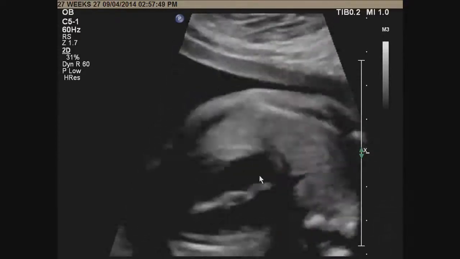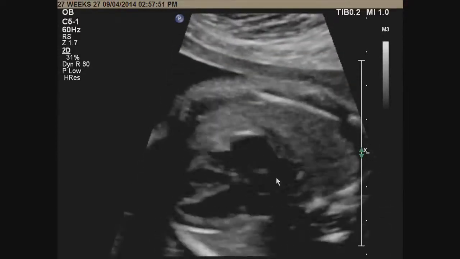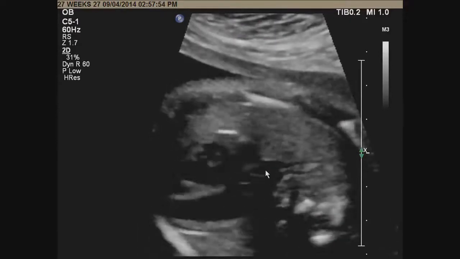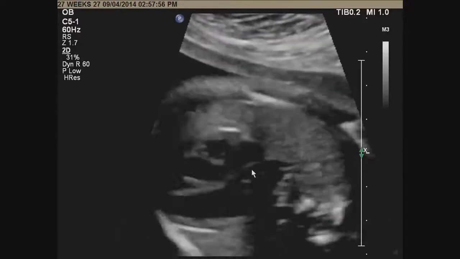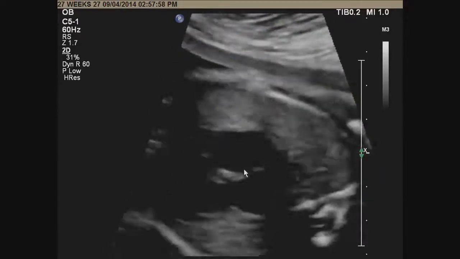So these are the features of the left ventricular outflow tract, and I really want to emphasize how critical it is every time you do so to really look at all these features to make sure you're not missing anything.